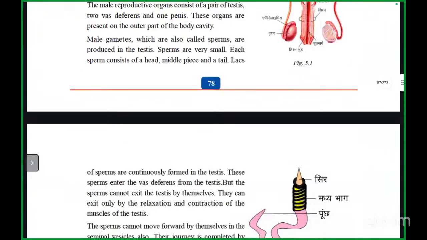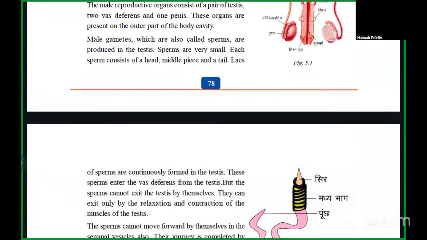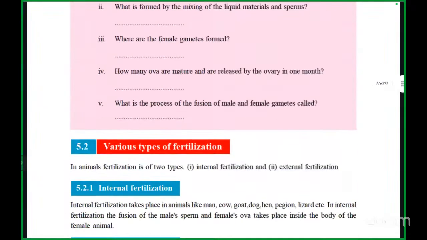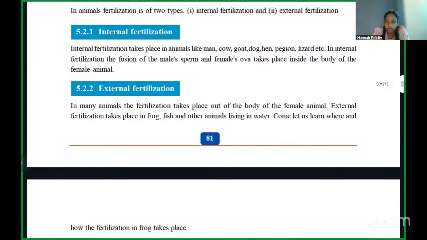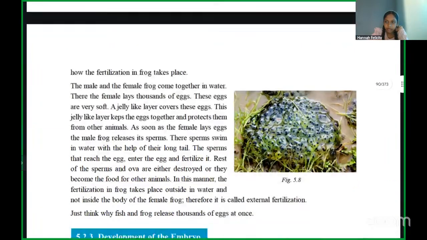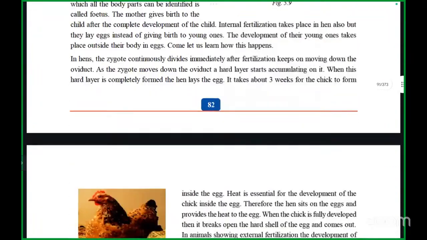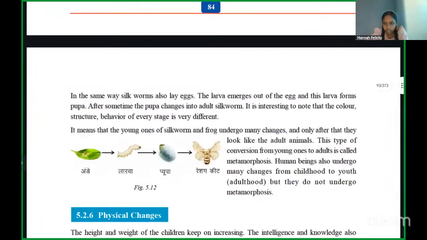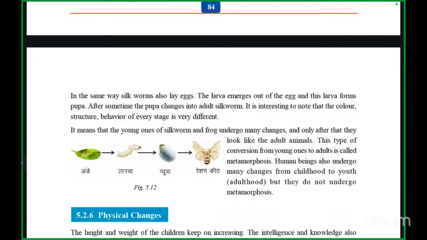Hannah, your microphone is facing some issue. There is a lot of static coming. The microphone is still an issue. Still no, Hannah. We cannot hear.